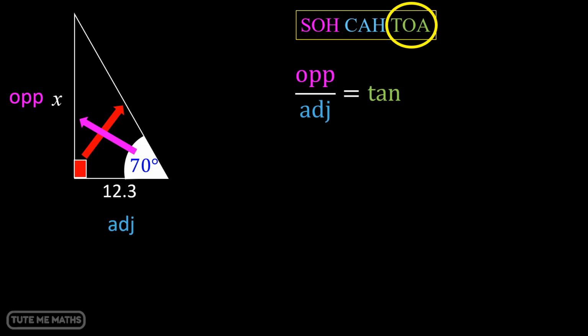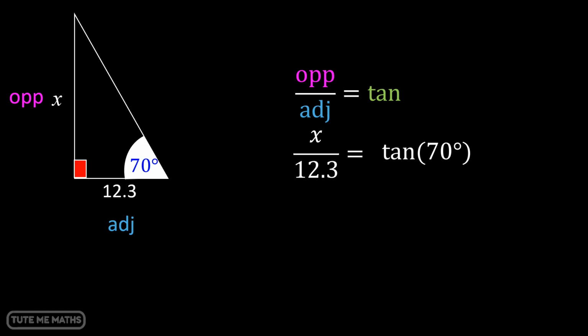Step 3, write down the ratio we will use. Opposite over adjacent equals tan. Step 4, transcribe the information from the diagram. Opposite is x, adjacent is 12.3, and this ratio must equal the tan of 70 degrees.